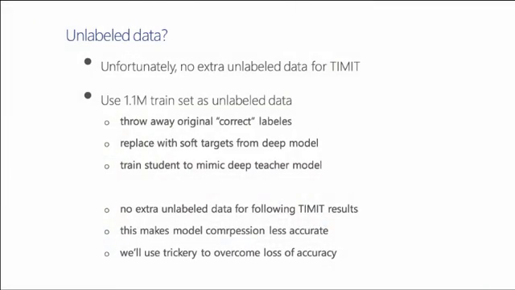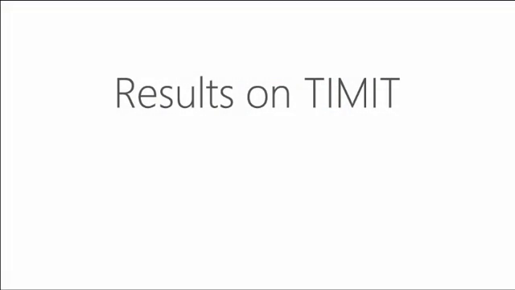Now, we don't, on TIMIT, actually have any extra unlabeled data. So what we're going to do is just take the training set and throw away all the labels. After we train the really smart models, we'll reuse that as our unlabeled data and make predictions with it with the smart model. And this is a hard way to do compression. You'd actually like to have lots of unlabeled data, which we don't have. So we're going to use some trickery to overcome the loss of accuracy that typically happens when you do this. OK, so let me show you the results on TIMIT.